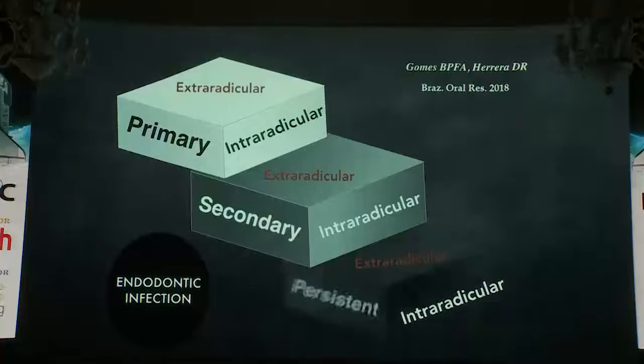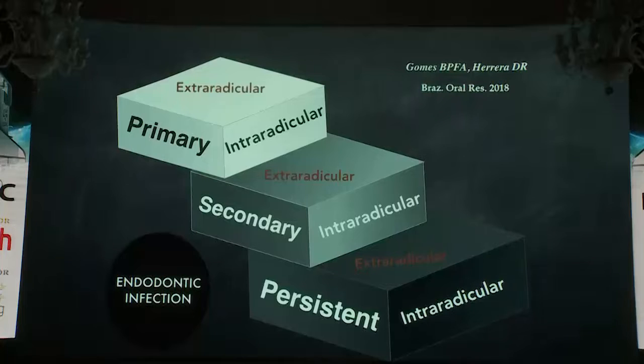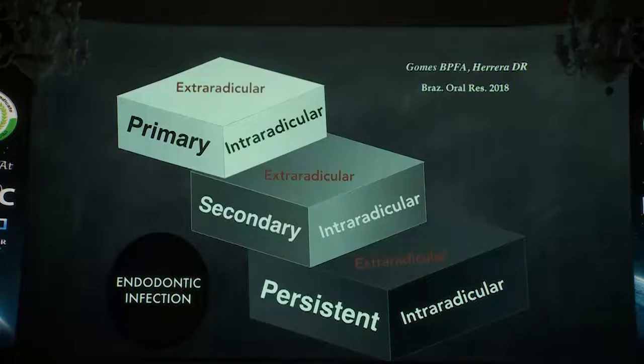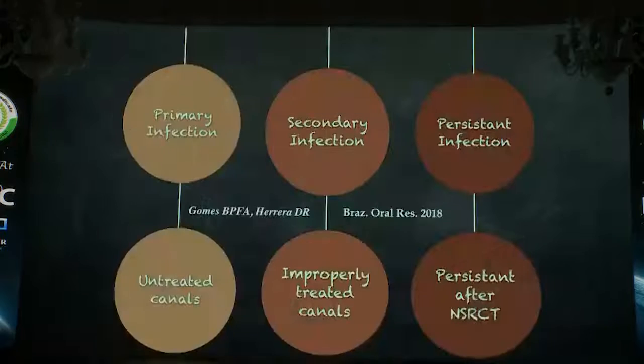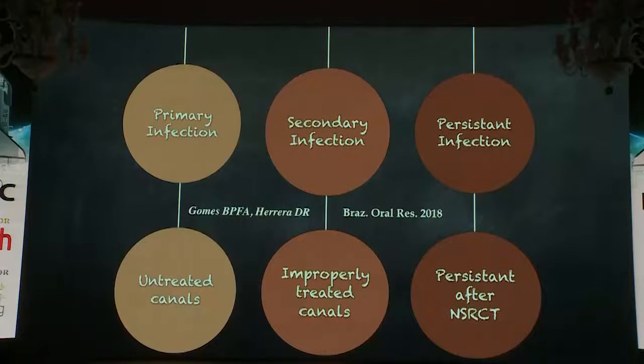Now, we have to classify the types of endodontic infections. We have primary infection, secondary infection, and persistent infection. All of them may be extraradicular or intraradicular infection. Always we can manage intraradicular infection, by the way. Primary infection is, for example, in untreated canals; secondary infection, in improperly treated canals; and persistent infection is when there is infection even after proper root canal treatment.